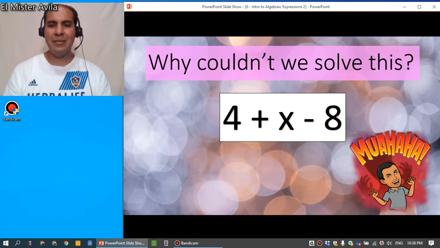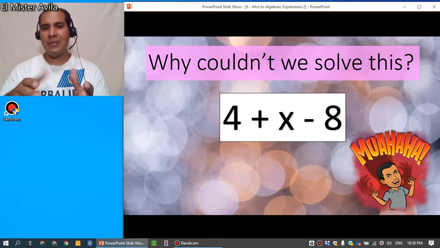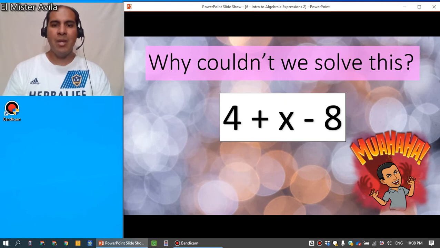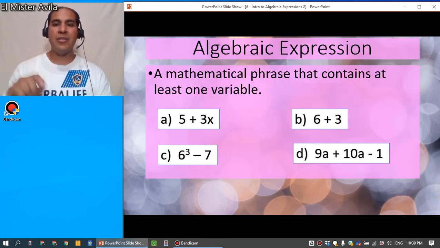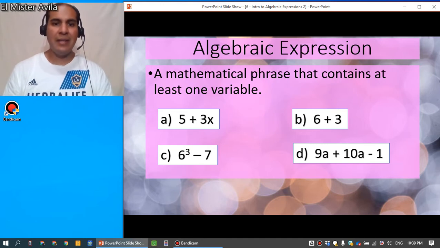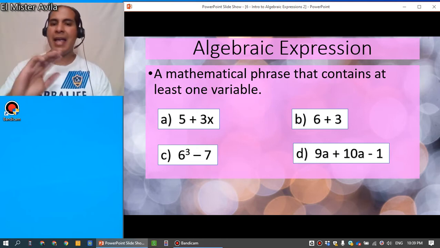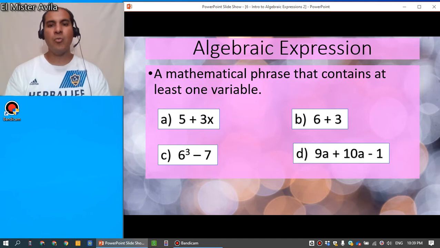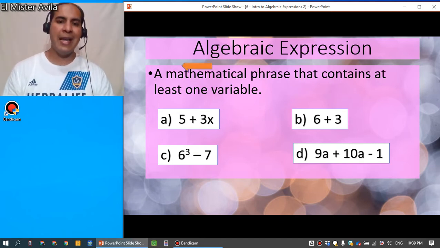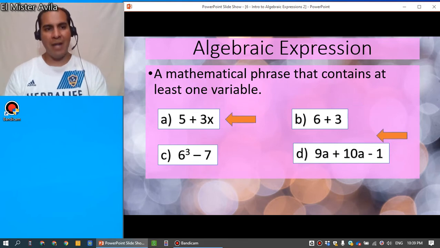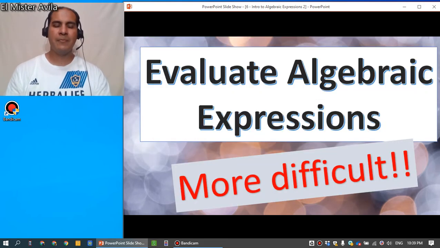Then I pointed out in a previous lesson that we couldn't solve this. Why not? Because it's not an equation. We can't relate it to anything else, so we can't find the value for x here. That's called an algebraic expression. That's a mathematical phrase that contains at least one variable, and for sure it can't contain an equal sign or an is greater than sign. Any inequality sign won't work here. Out of these 4 expressions, which ones are algebraic expressions? Hopefully you remember that those were A and D. Why? Because they contain variables.